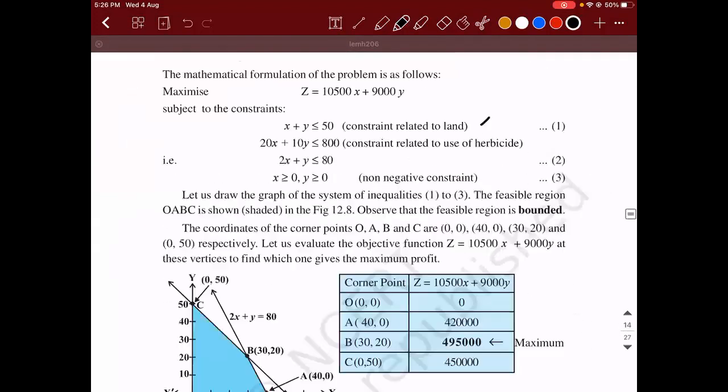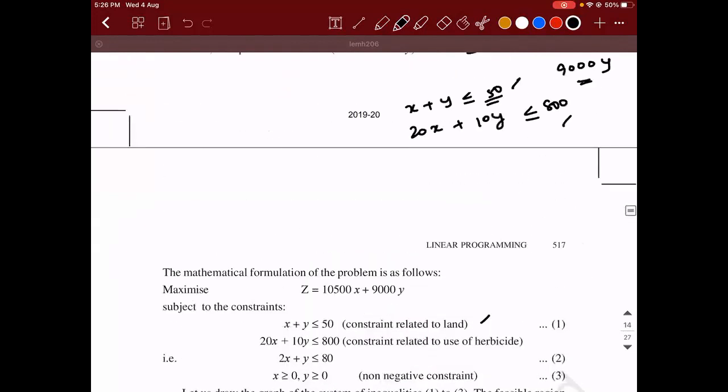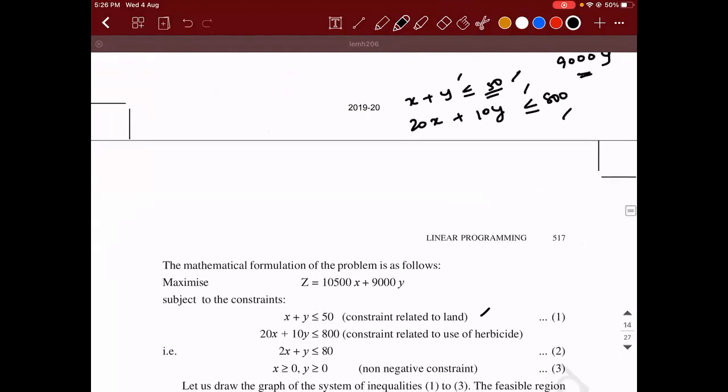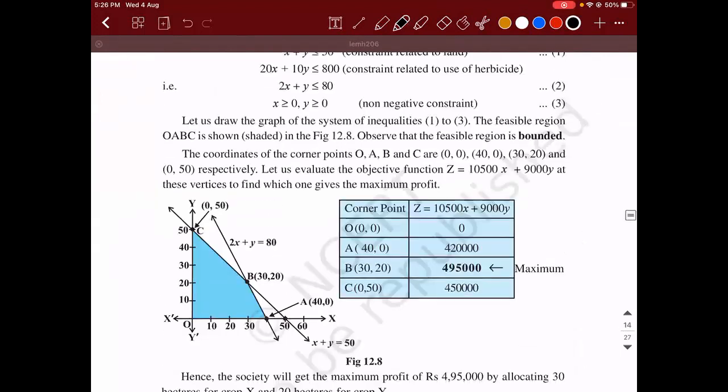So when you plot this, you will definitely get... So one thing is clear, guys. See, wherever you have this kind of thing, less than or equal to and less than or equal to, at that point you will have a bounded graph. Wherever you have greater than or equal to, you will always have an unbounded graph. That's it. Okay, X plus Y less than or equal to 50, 2X plus 10Y less than or equal to 800. When you plot the graph and solve it, you will be able to find the maximum profit. It means 30 units of land should be given for X and 20 units should be given for Y.